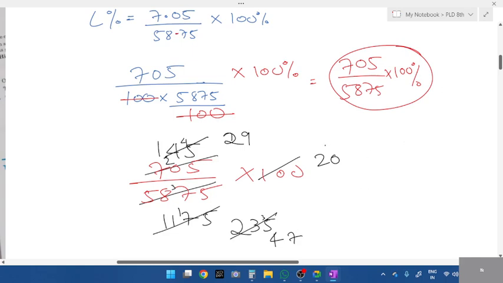12%. What was the answer? 12. Okay, 47. Which times table? 29. 29 is 50. 705 5875.